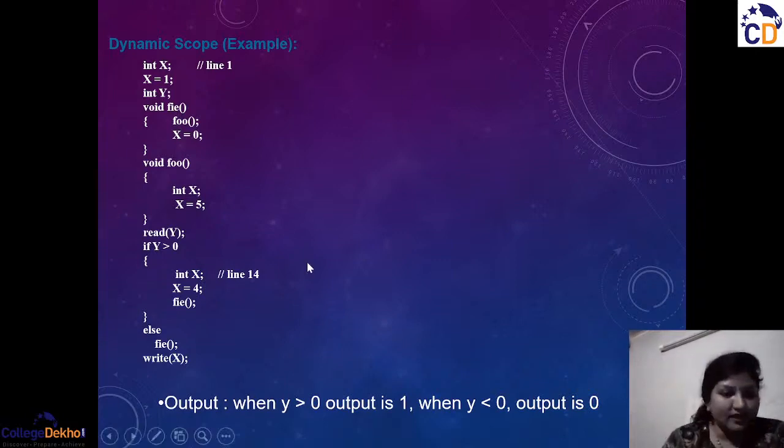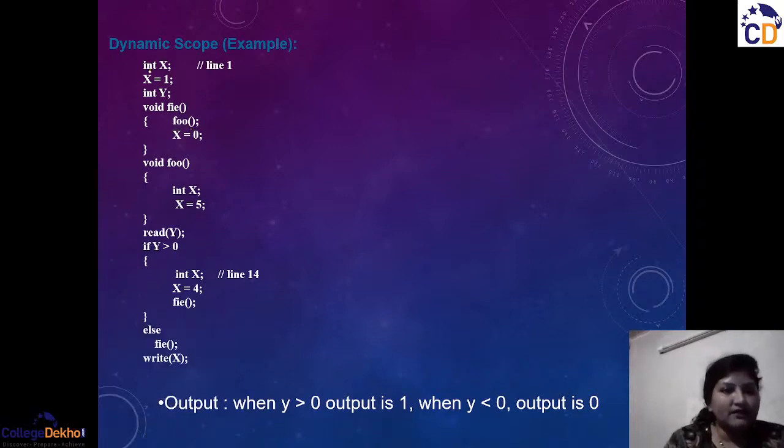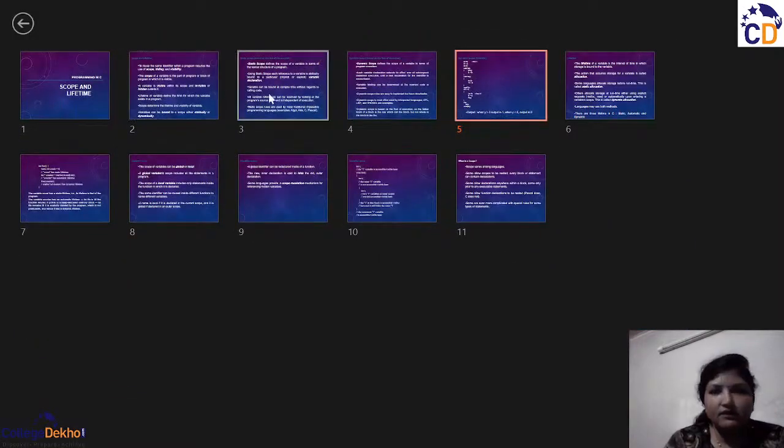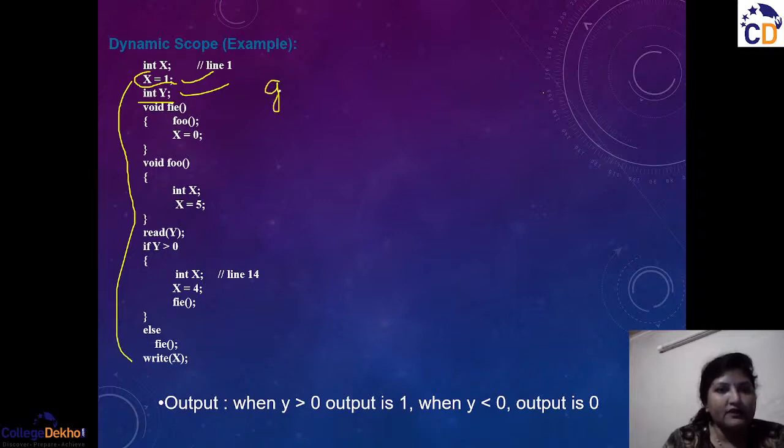Now let me tell you one thing. These variables have the scope such that they can be used throughout the program because they are global variables, which can be called anywhere in the program, right?